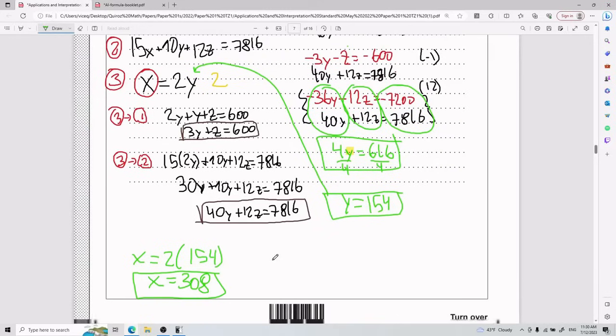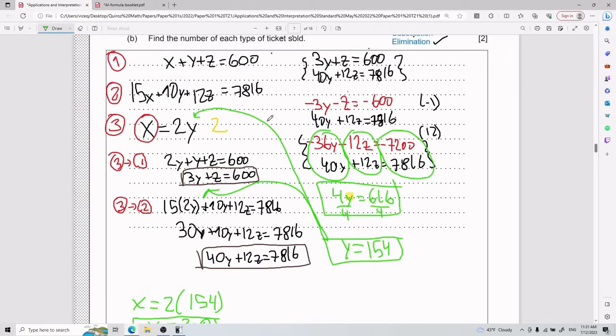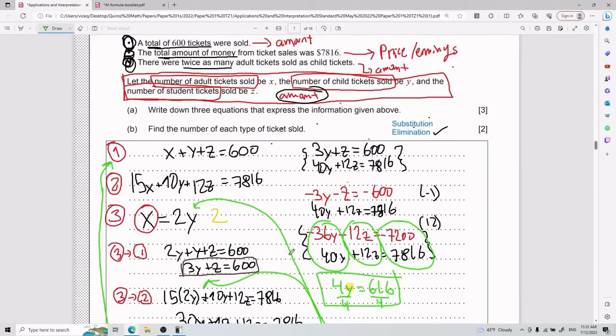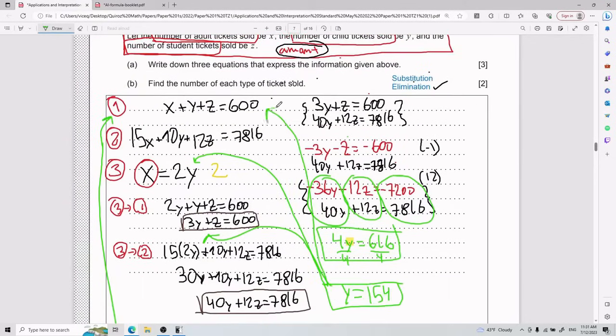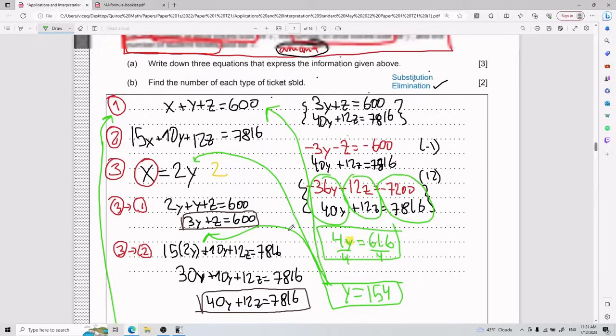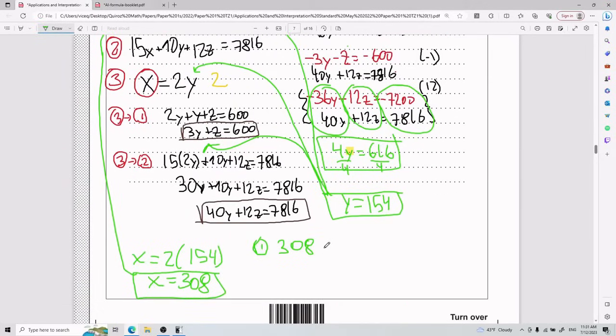And now for my z value, again, I can plug it in almost anywhere. In fact, I could even plug it in here. But just to show you, I'm going to plug in x and y on my first one. So my first one is going to look like this: I will have 308, which is x, plus y, which is 154, plus z equals 600.